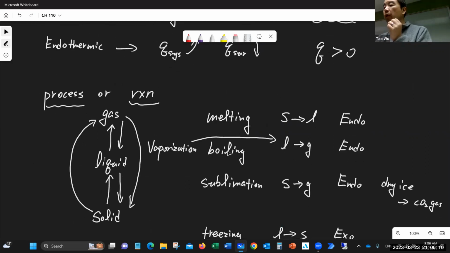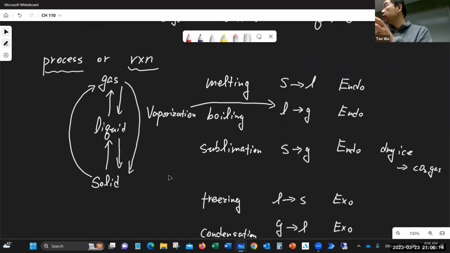We also talk about some of the processes. Phase change can also be endothermic or exothermic. You can think about the temperature for the phase. The solid, liquid, and gas will have different temperatures. If you go from a low temperature phase to a higher temperature phase, definitely the system or this object needs to absorb the heat to make the temperature go higher. So that's endothermic.